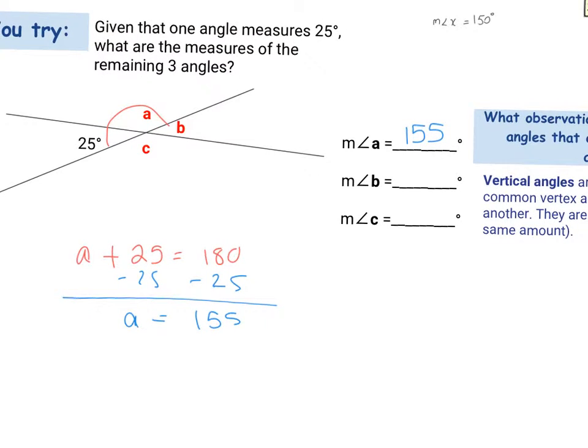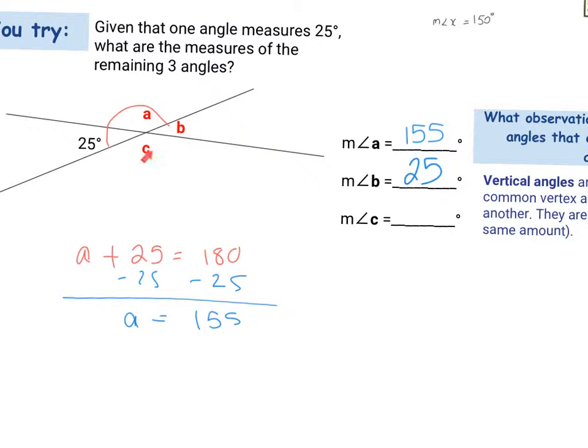So if the measure of angle A is 155 degrees, what is the measure of angle B? 25. We know that angle A is across from angle C, and that 25 is across from B. So the measure of angle B is 25 degrees, and together, angle A, which is 155, plus angle B, which is 25, have to give me 180.